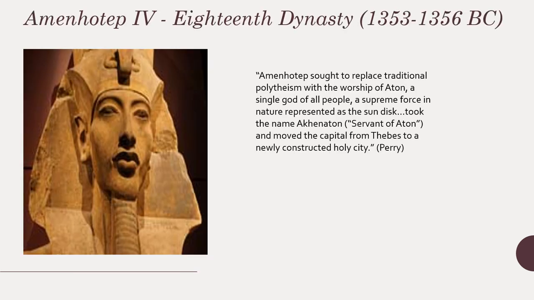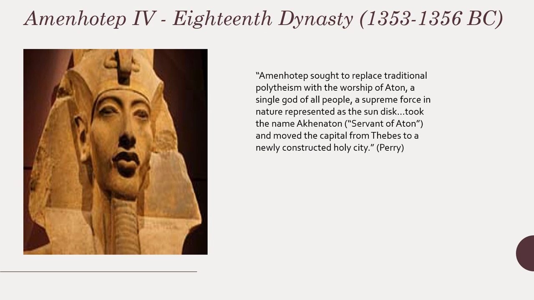Amenhotep IV, 18th Dynasty, the dates you see there, and as Professor Perry says, quite simply, Amenhotep sought to replace traditional polytheism with the worship of Aten, a single god of all people, a supreme force in nature, represented as the sun disk. Amenhotep actually took the name Akhenaten, or servant of Aten, servant of that god, and moved the capital from Thebes to a newly constructed holy city.